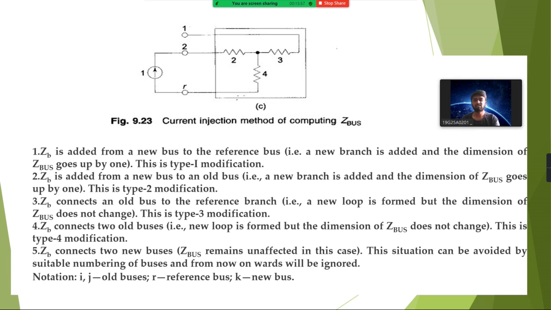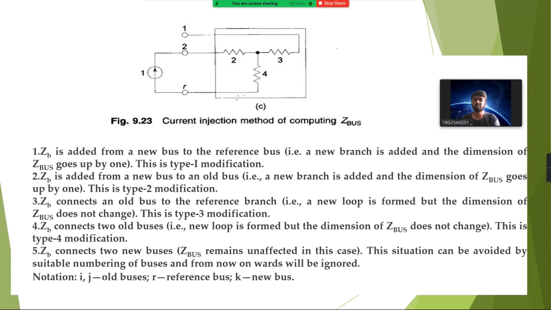This is the first modification which we do on the Z-bus, and the second modification is the Z-bus is added from a new bus to an old bus. That means a new branch is added and the dimension of the Z-bus goes up by one. This is the second modification.